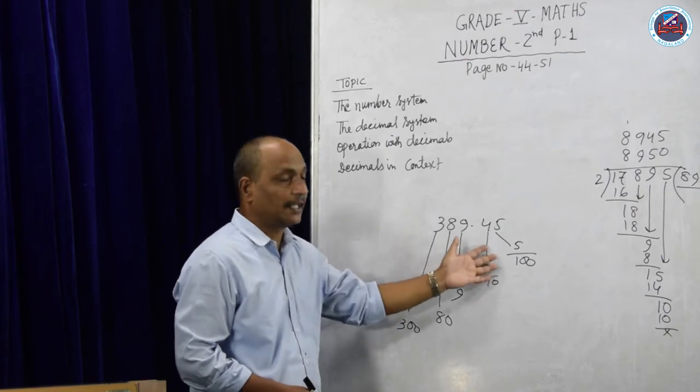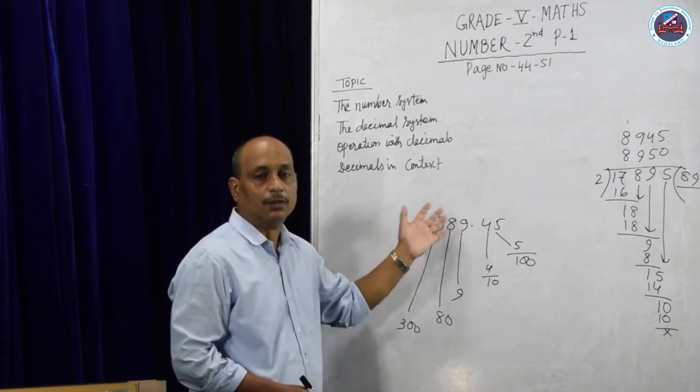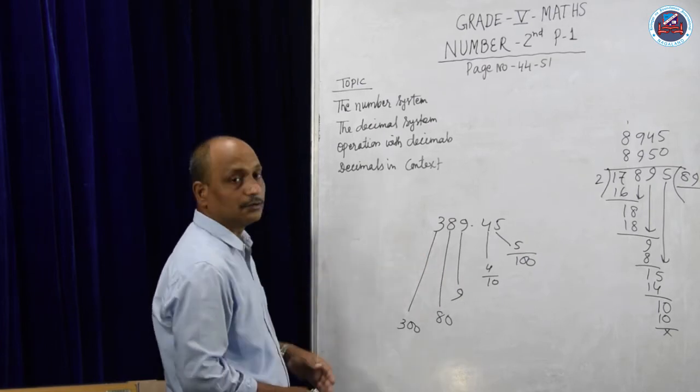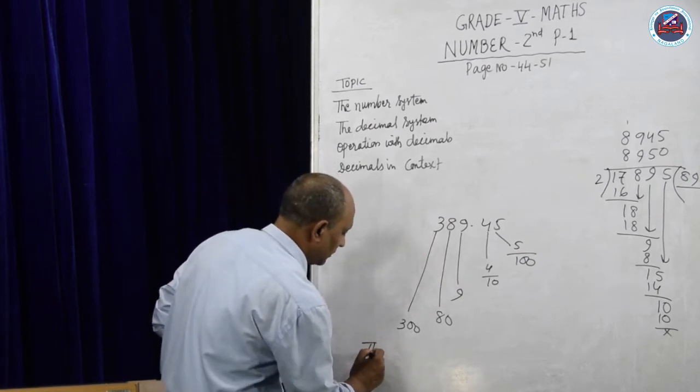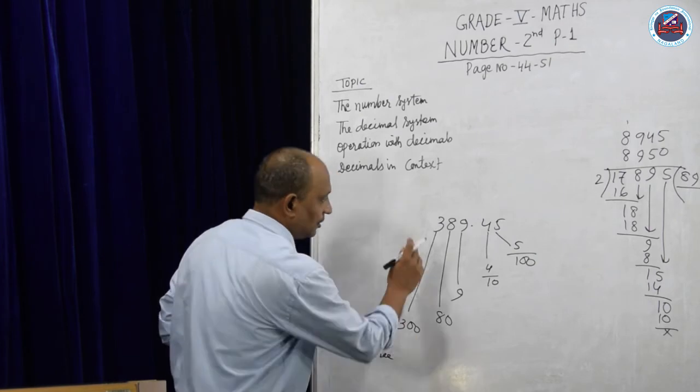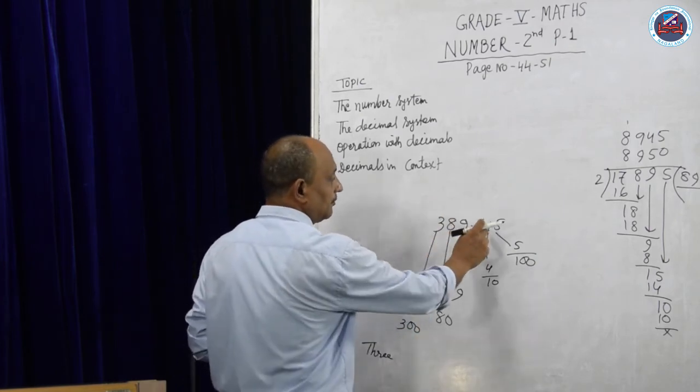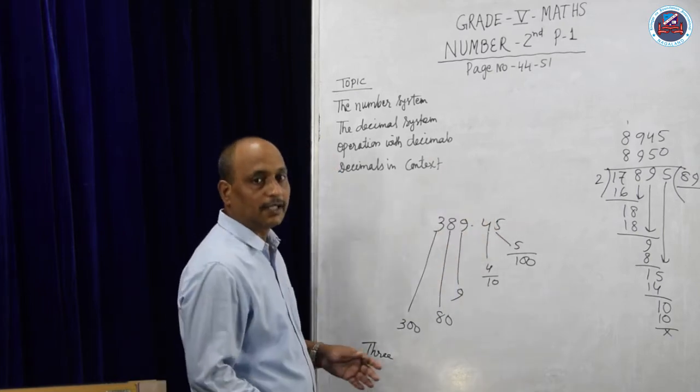Now when we have to write this one in words, figures, suppose we write in words, how are you going to write 300, or you can write 389.45? How are you going to write?